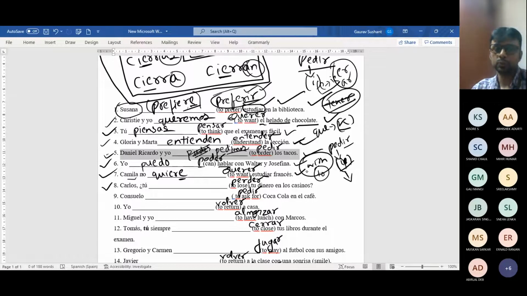Okay, next one. The verb is perder. It's a little bit tricky, so let me ask somebody. Vijay Krishna, can you try number 8? Carlos, tú pierdes tu dinero en los casinos. So it is a question to Carlos. Somebody is talking to him and calling his name, and then asking the question in the second person.